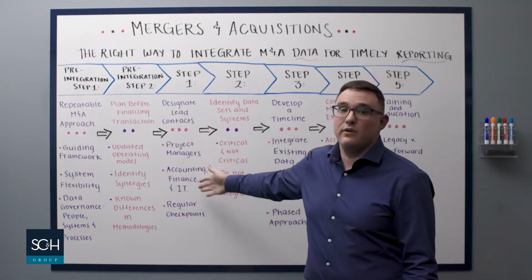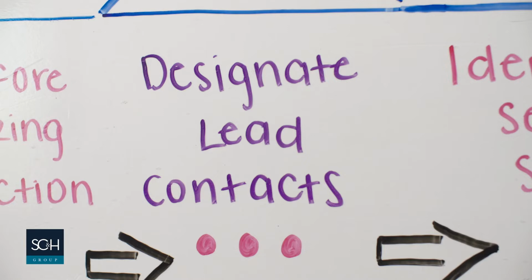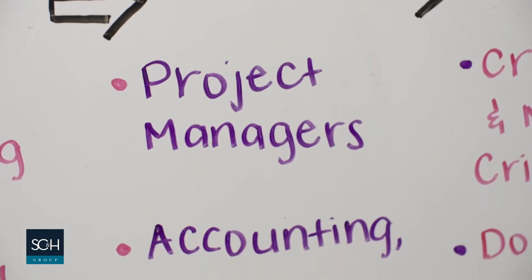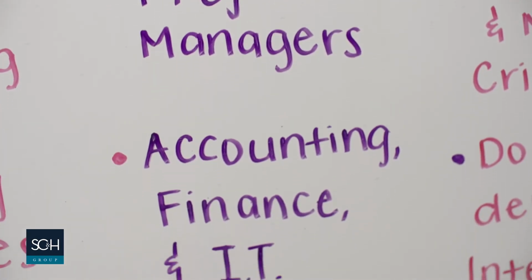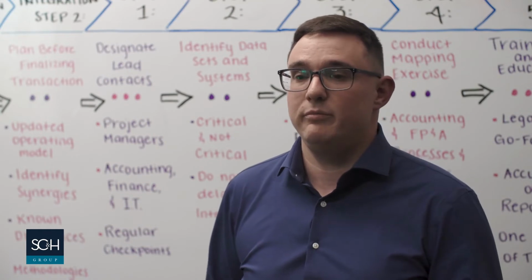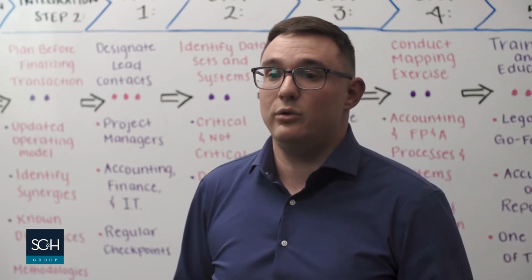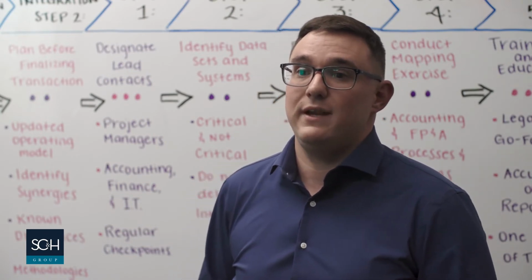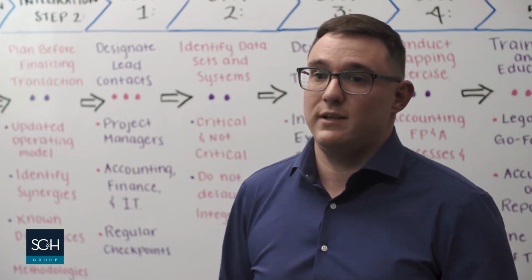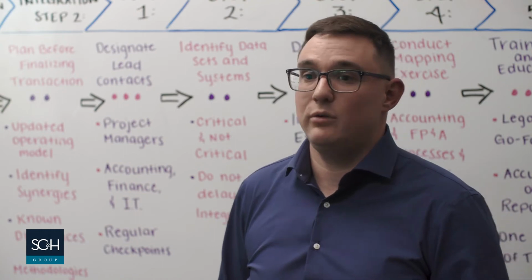We have our first step here, which is designate lead contacts. That would be project managers, accounting, finance, and IT personnel across both organizations to ensure that there's collaboration and all key points from both companies are included. In addition to that, you'll want to make sure that team works on a frequent collaborative basis with regular check-ins to make sure the project is staying on track.